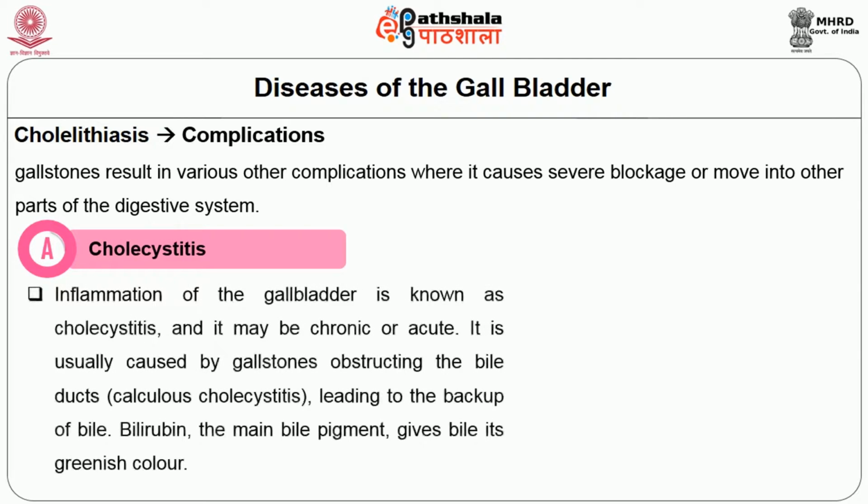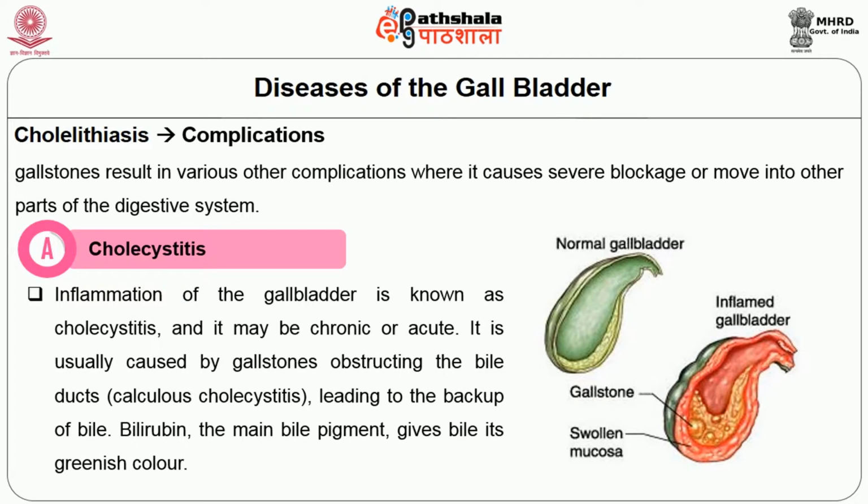Next, cholecystitis. This is inflammation of the gallbladder, and it may be chronic or acute. It is usually caused by gallstones obstructing the bile ducts, leading to the backup of bile.